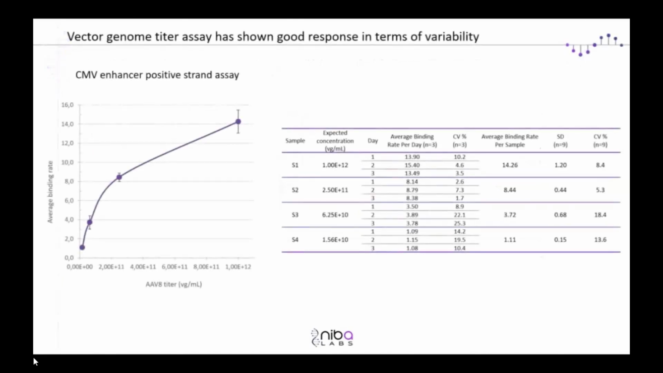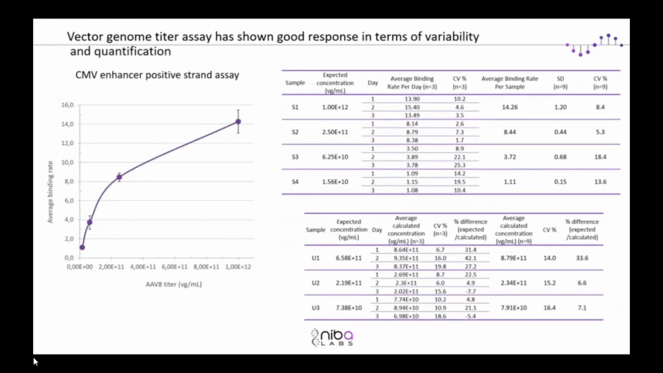So here I have the results. First results that I would like to show are on the standard curve samples, where we've tested it over different days. And you can see that the variability was pretty good, in the expected range. So definitely this was a good starting point to show that we can use this kind of standard curve for sample quantification.